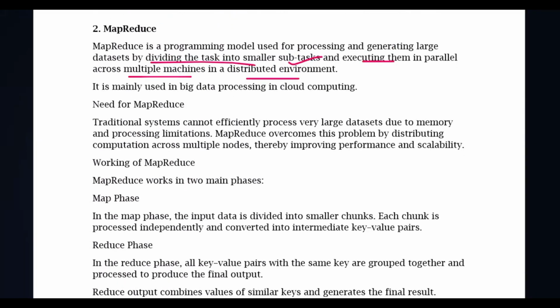This is the whole story written here about the working of MapReduce. It works in two phases. What is the need of MapReduce? It is basically to process very large datasets due to memory limitations. We do not always have so much memory that we can process all of a large dataset at once.